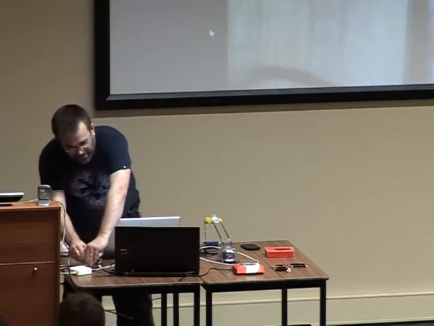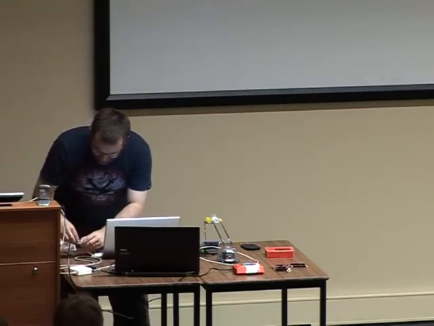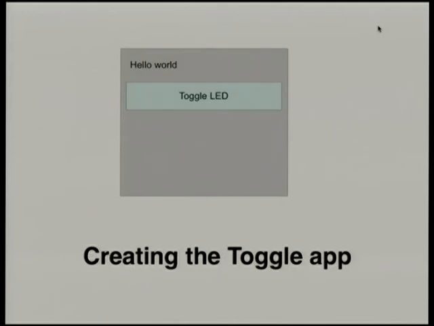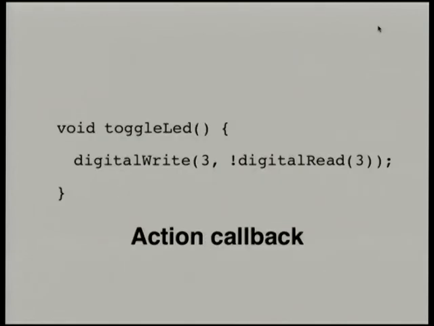So you're obviously by now convinced that you want to play some with handbag, and you want to see how easy it is to actually write a handbag sketch. So we've got a case study which is toggling the state of a LED. So this will be the app that we want the user interface to have, basically a button and then some text. So everything starts at the action callback. This is what's going to get called when you press the button. In this, it's simply saying, okay, digital pin 3, we want to turn it on, and then we want to turn it off if it's on.